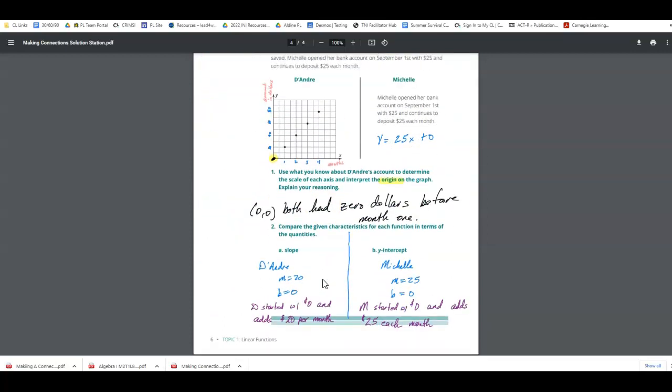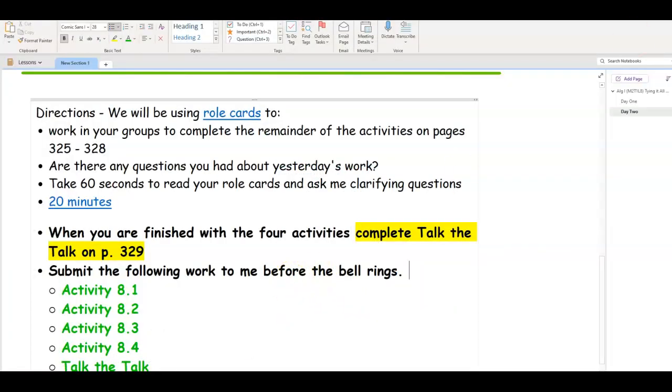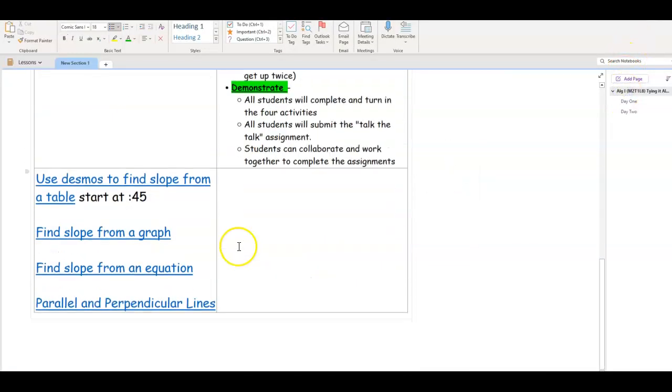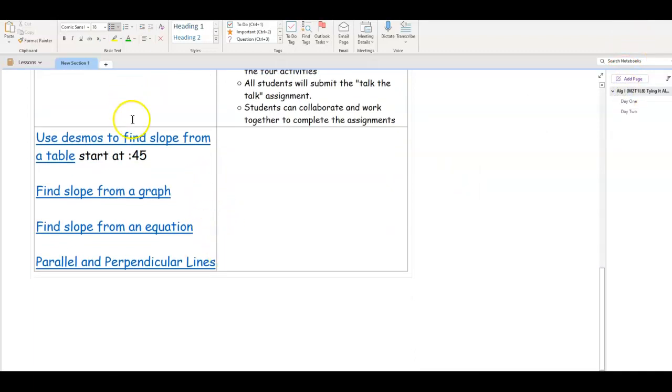But the spy can only get up twice a day, and the superhero can get up and use QR codes that I've included. I'll have some QR codes if they don't remember all of their lessons. So there's a QR code for using Desmos to find slope from a table, slope from a graph, slope from an equation, and then of course we'll define parallel and perpendicular lines and talk about it. But the spy can only get up twice and the superhero can only get up twice.